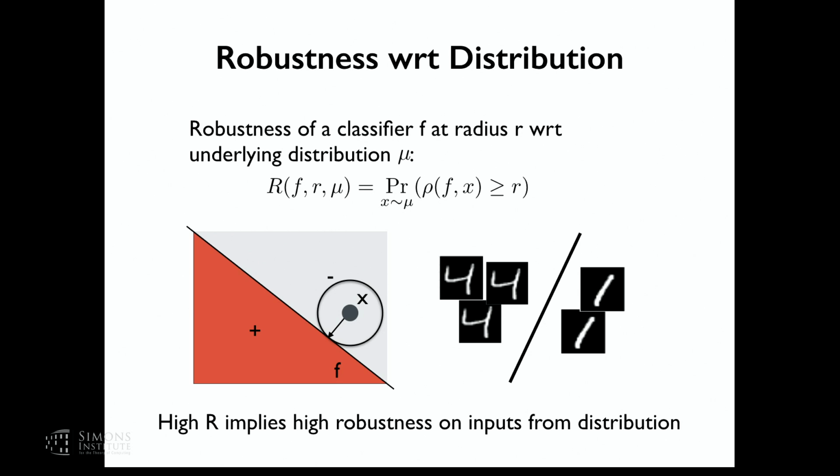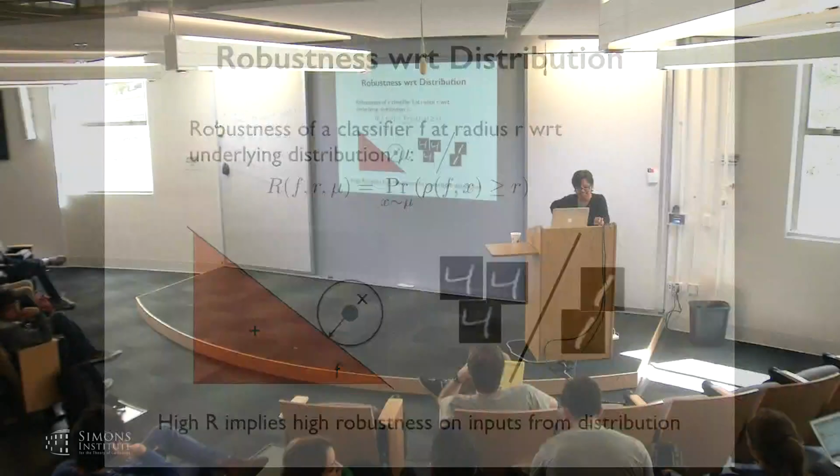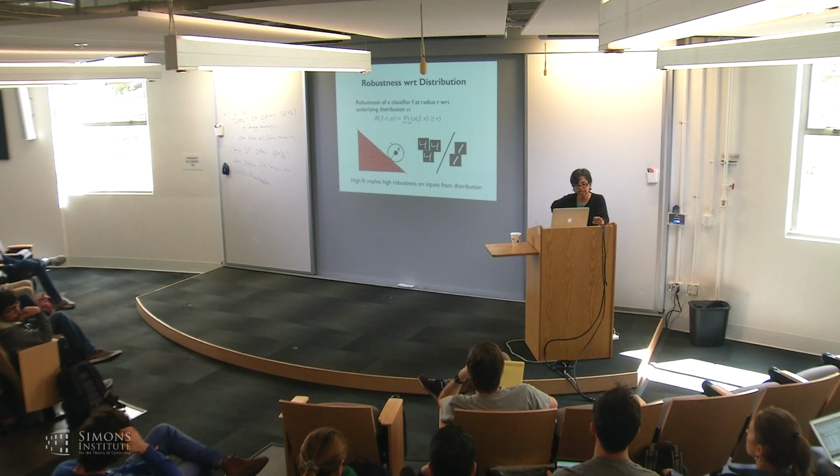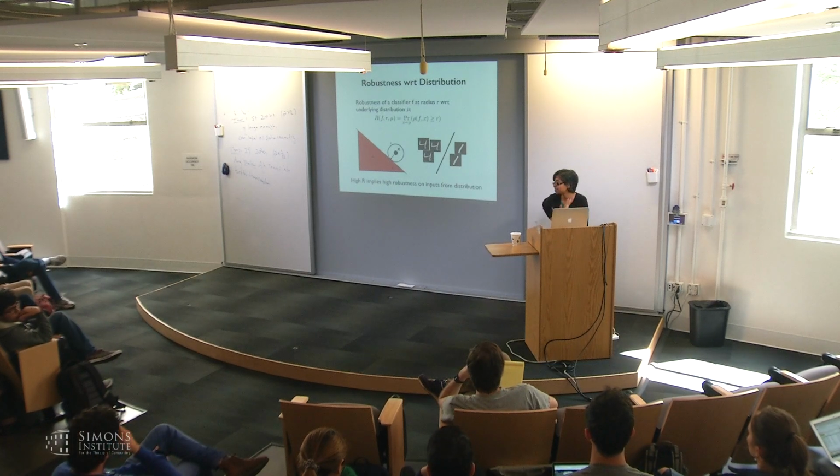Yes? If x was misclassified by the classifier, how would you want to define the distance to the boundary? Negative? Here it would be probably 0. According to this definition, it would be 0. Excellent question, we haven't looked at it. Yeah, that would probably be 0.